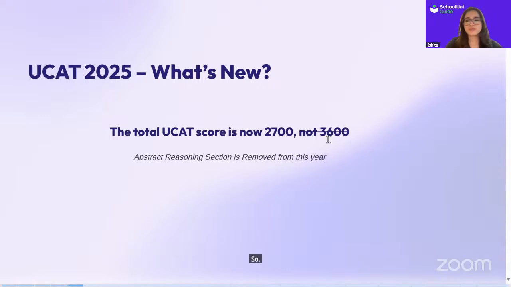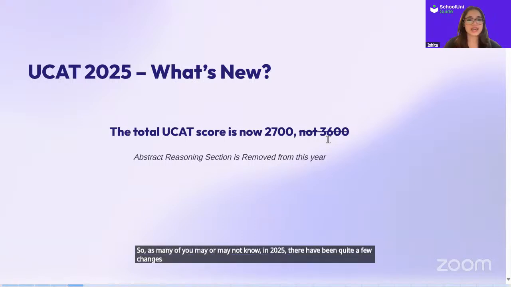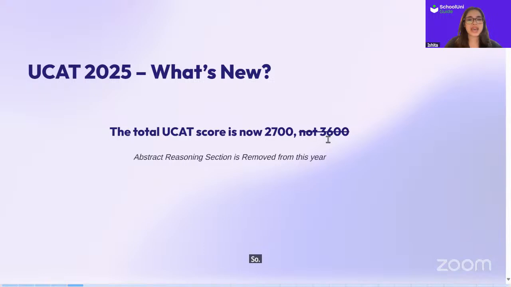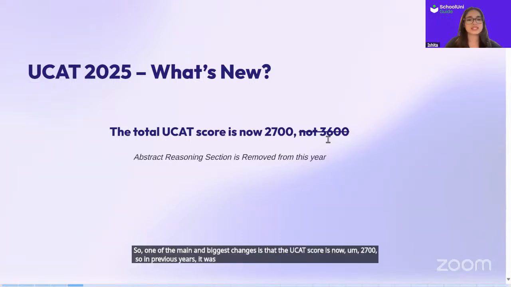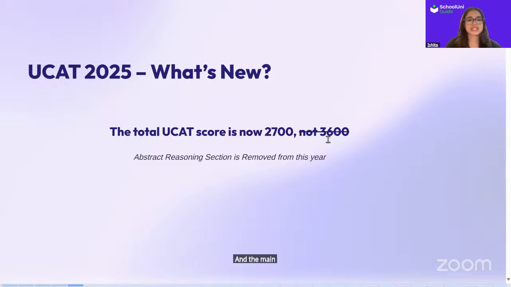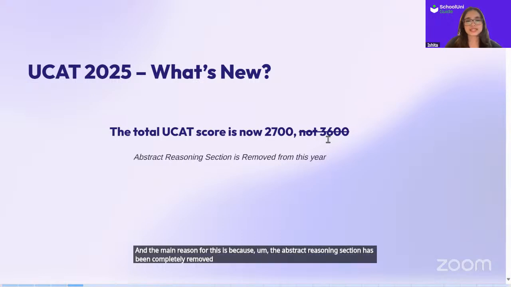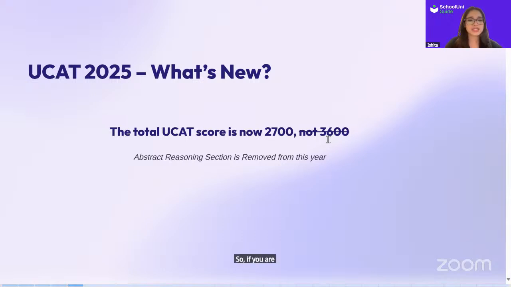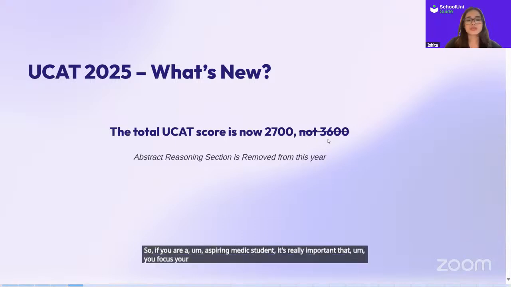As many of you may or may not know, in 2025, there have been quite a few changes to the UCAT format. One of the biggest changes is that the UCAT score is now out of 2,700. In previous years, it was 3,600. The main reason for this is that the abstract reasoning section has been completely removed from this year's exam. So if you are an aspiring medic student, it's really important that you focus your revision on the other sections and eliminate the abstract reasoning section in your practice.